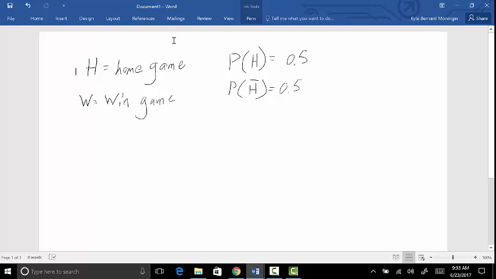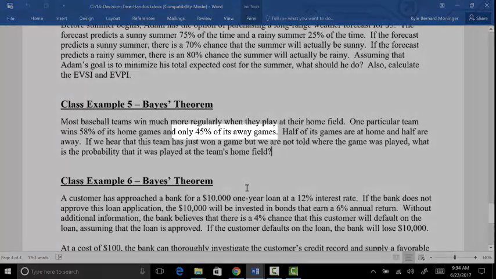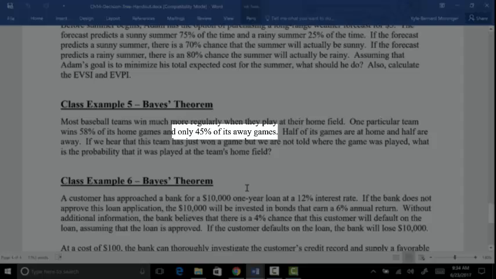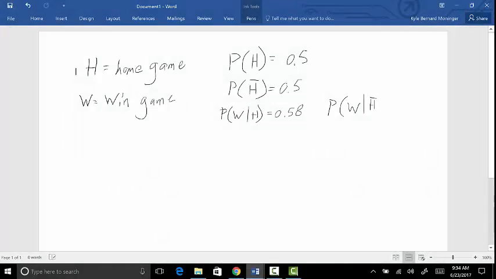Putting that into a probability statement. So the probability that they win, given they play at home, is 58%. Remember, after the vertical bar means that event has already occurred, or it's given information. It goes on to say, and only 45% of its away games. So the probability that they win, given not at home.